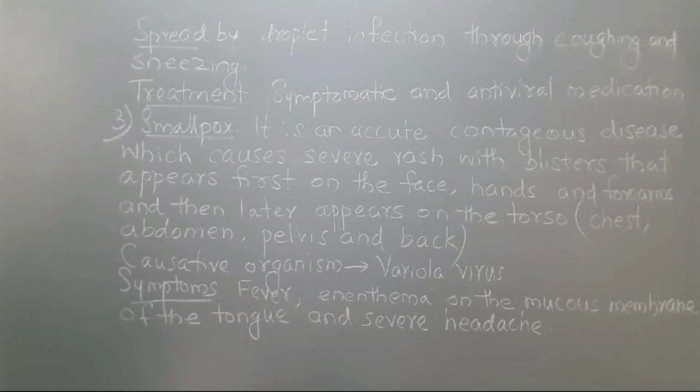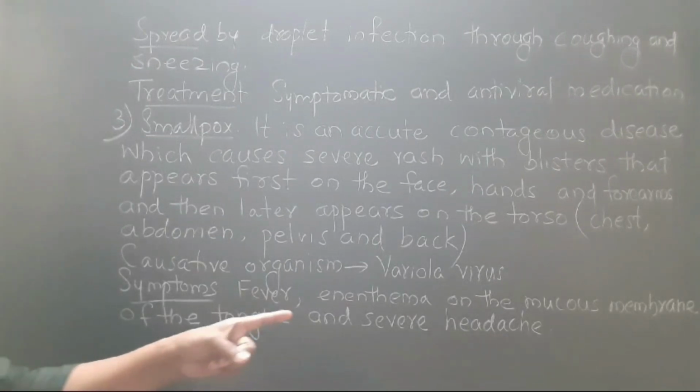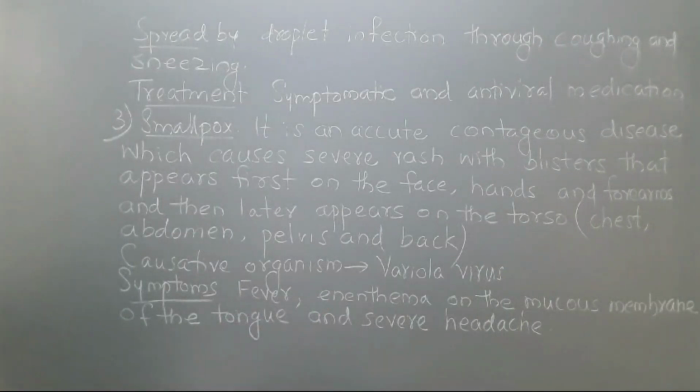Variola virus. Then what are the symptoms? Symptoms are fever, anathema. What is anathema? Anathema is nothing but ulcer or eruption. Eruption where? On the mucous membrane of the tongue, and severe headache. These are the symptoms of smallpox.